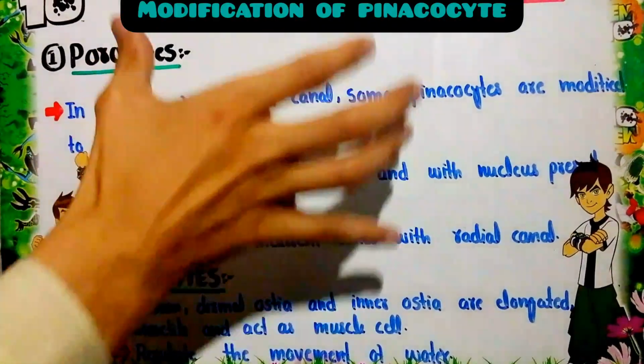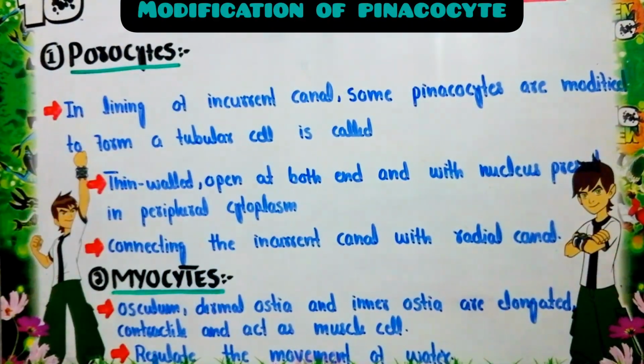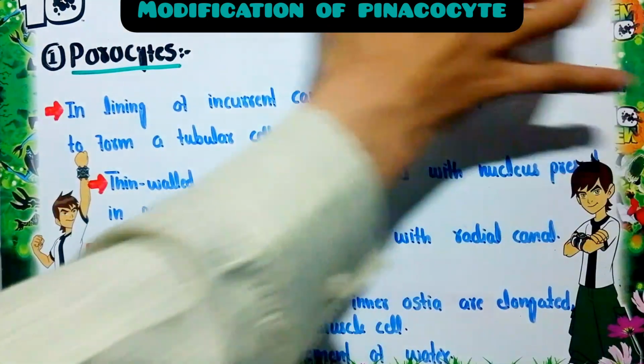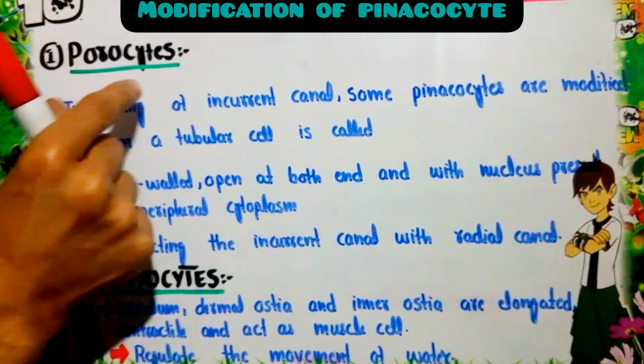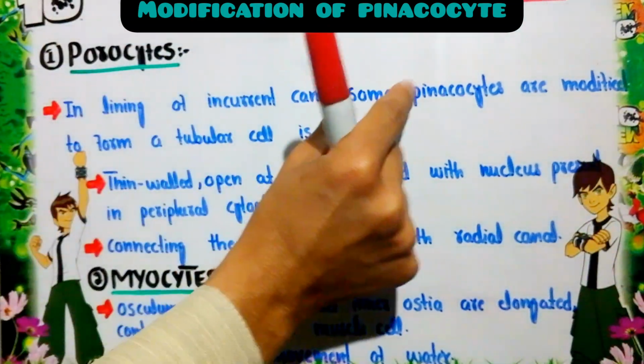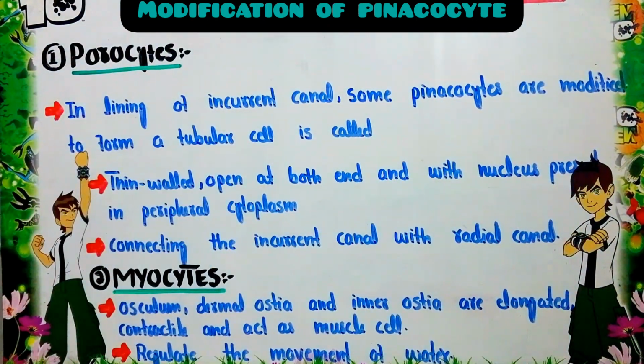Now let's discuss the modifications that occur in the pinacocyte cell. The pinacocytes at various regions of the sponge body, in the pinacoderm, modify and form specialized types of cells. From the pinacocyte it will mainly form two types of cells. The first is the porocyte, while the second is the myocyte. Now the first one is the porocyte. What is a porocyte? It is actually a pinacocyte in the lining of the incurrent canal. Some pinacocytes are modified to form a tubular cell, and this type of cell is called a porocyte.